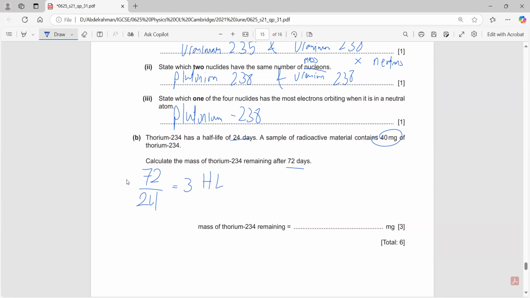What do I mean when I say 3 half-lives? I need to divide by 2 three times. What's the number that I will divide by 2? 40, not 234. You need to divide the mass, not the mass number, the actual mass of the sample. So 40 divided by 2 is 20. Divide by 2 again, 10. Divide by 2 again is 5. So dividing by 2 three times gives 5 milligrams.